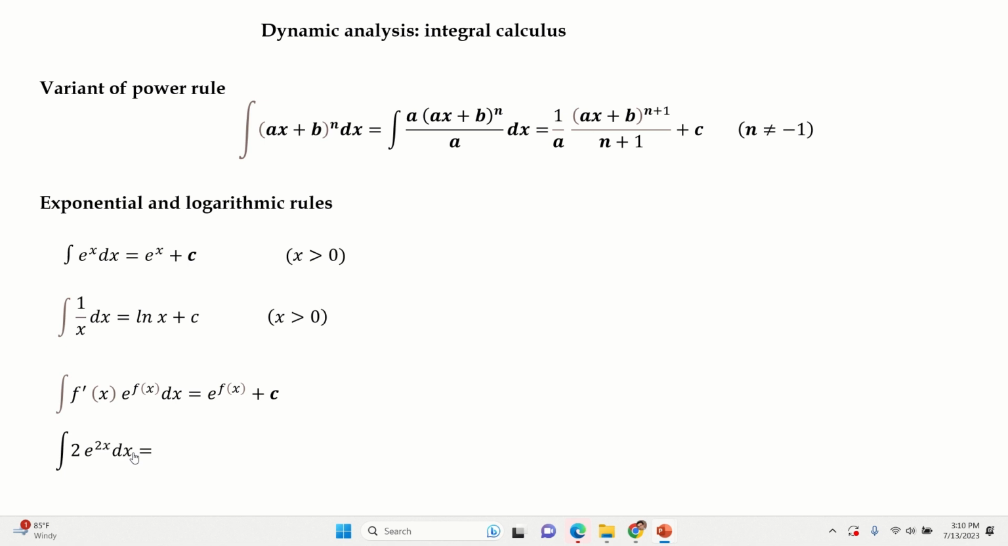So we are given the function e raised to power 2x. As we know, the derivative of 2x is 2, which is over here in the multiplicative form. So we can integrate this function using this rule, and we will get e raised to power 2x plus c as a result.